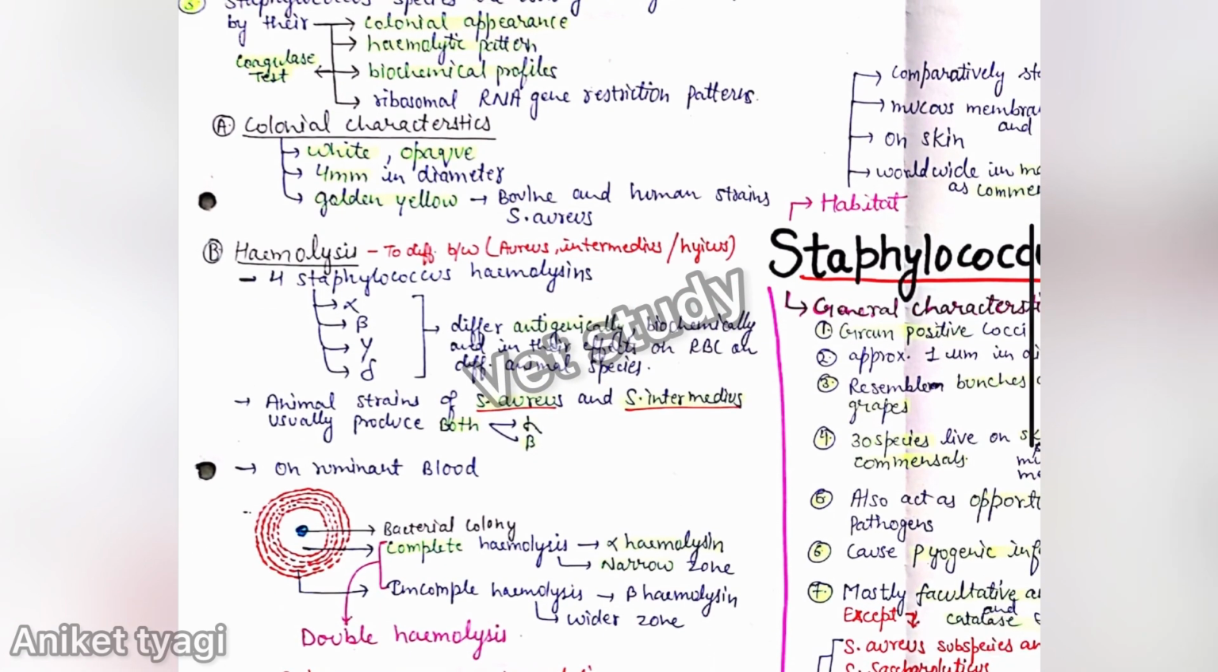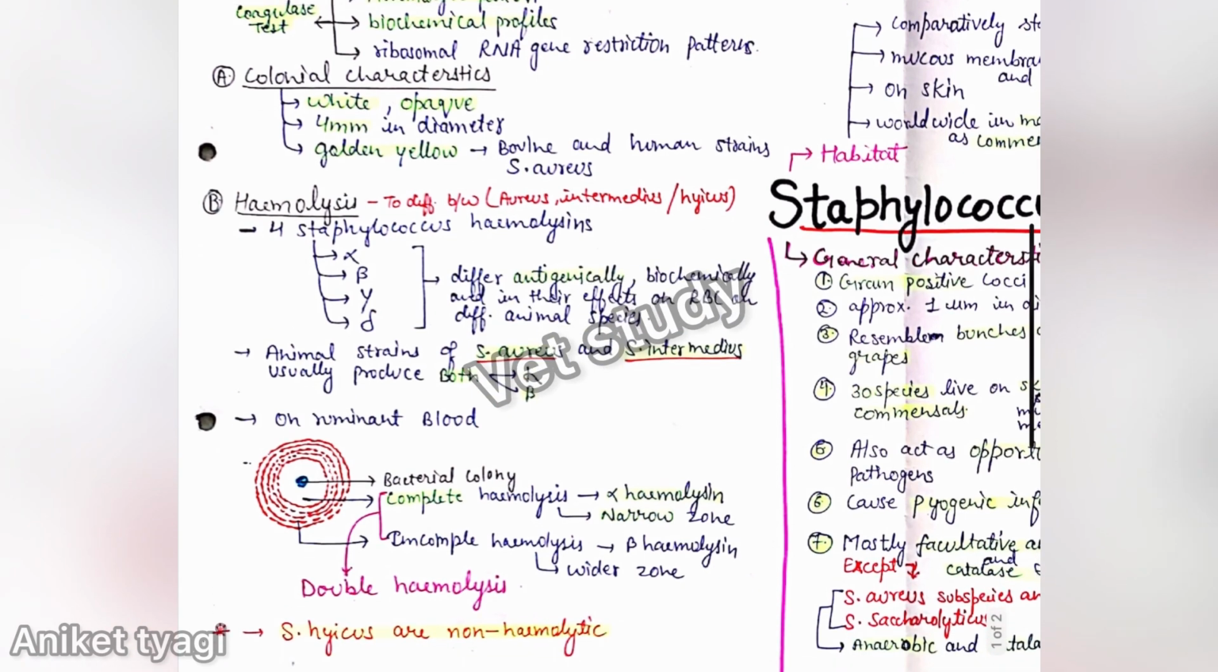Next we have hemolysis. This point is very important, and your teacher may ask a question from this point. Hemolysis is used to differentiate between aureus, intermedius, and hyicus. These 3 species are differentiated on the basis of hemolysis, and the Staphylococcus genus produces 4 types of toxins. These are alpha, beta, gamma, and delta. These 4 toxins are produced by the Staphylococcus genus.